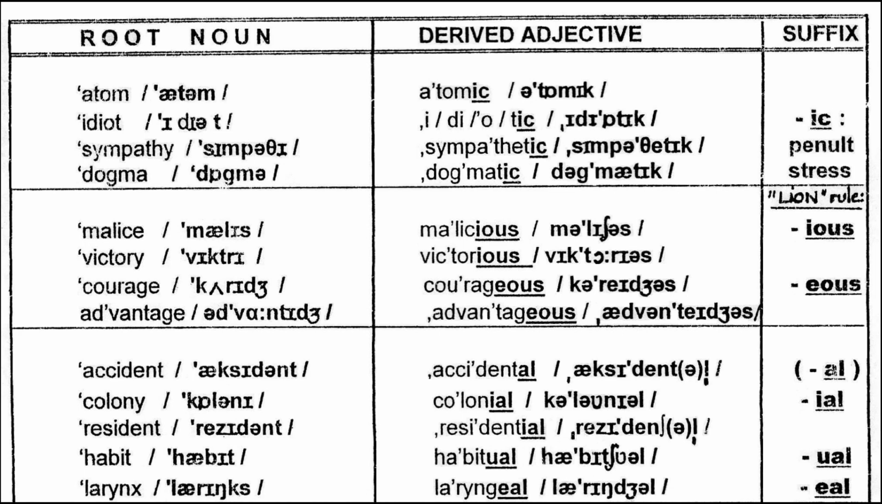Advantage to advantageous. So what happened here? We have a stress shift and a change in vowel quality from ud to ad, and from van to vn, and from t to te. So we have three vowel changes here. We have finished with this line.